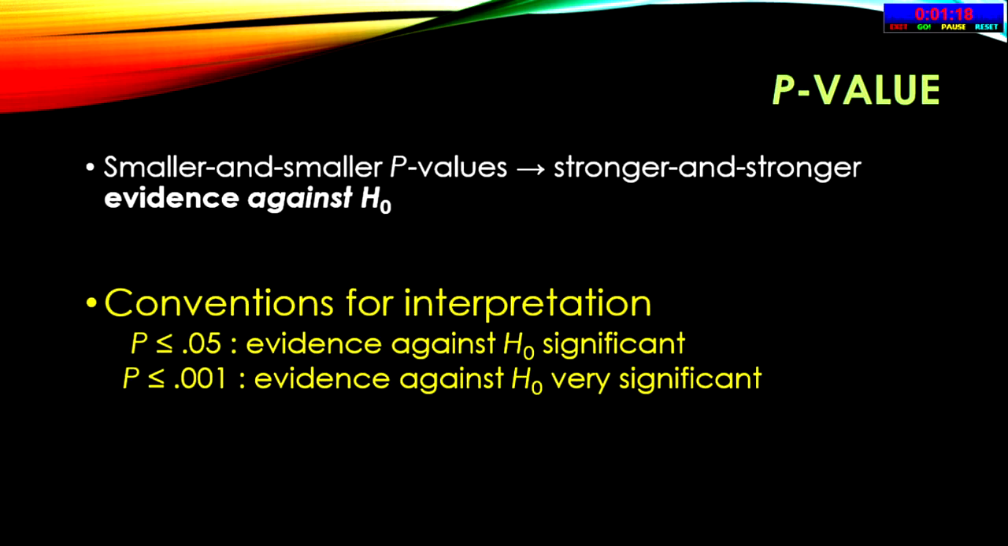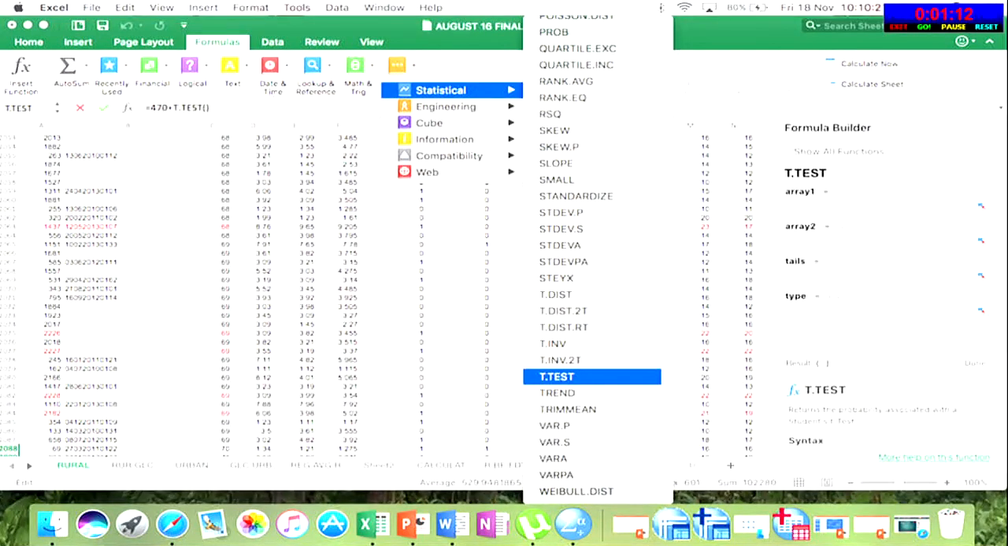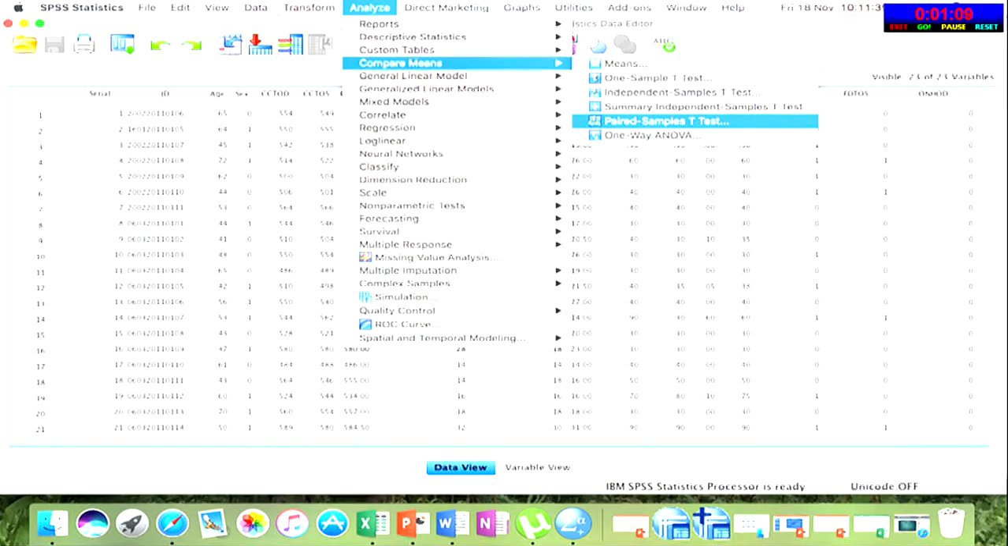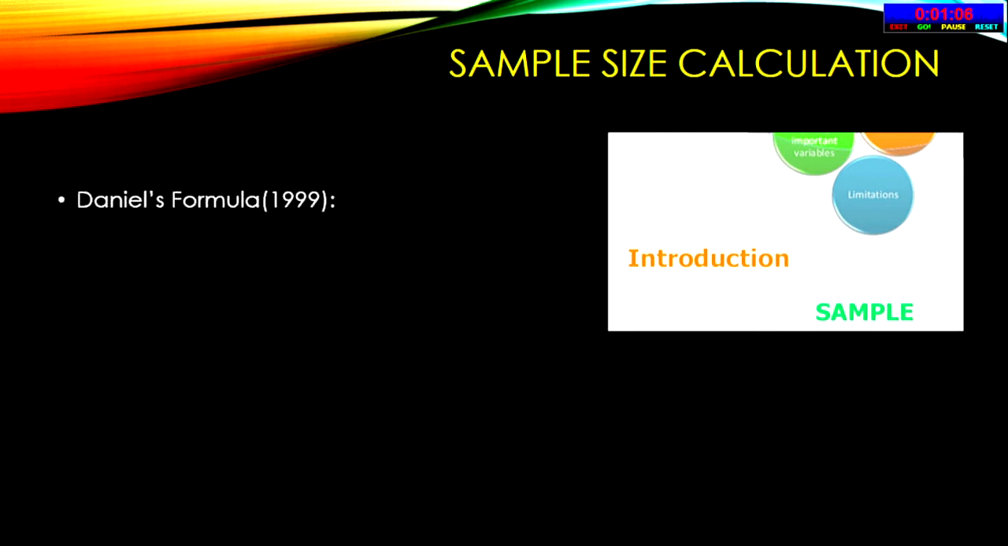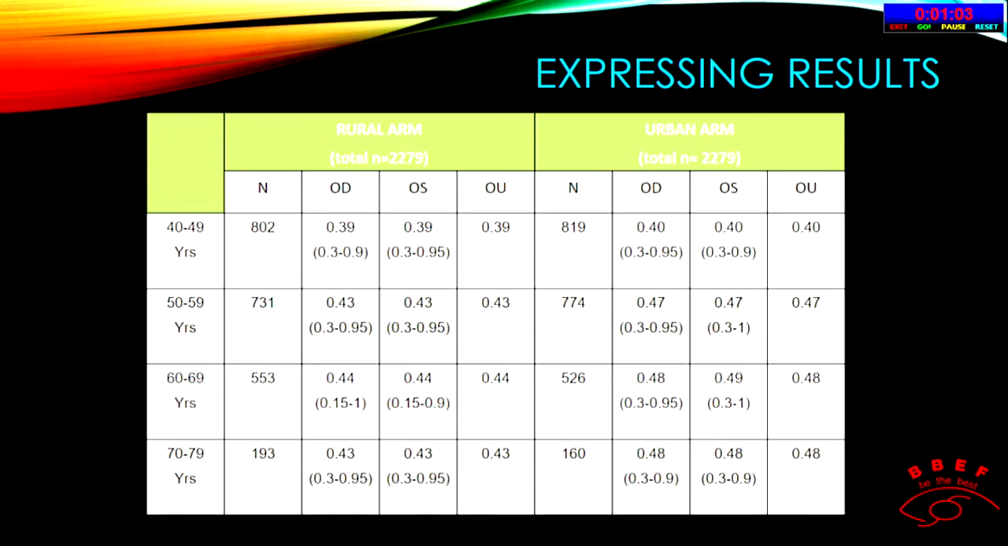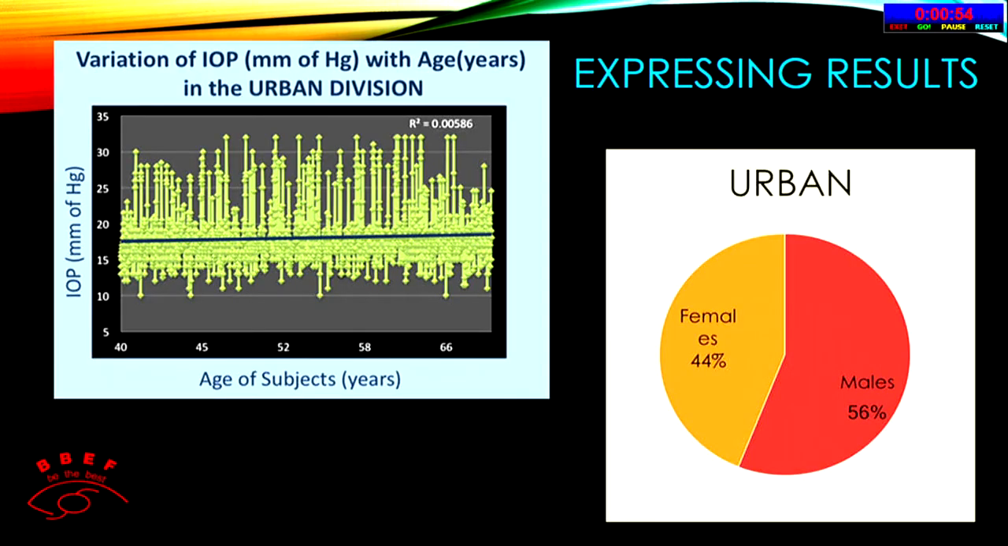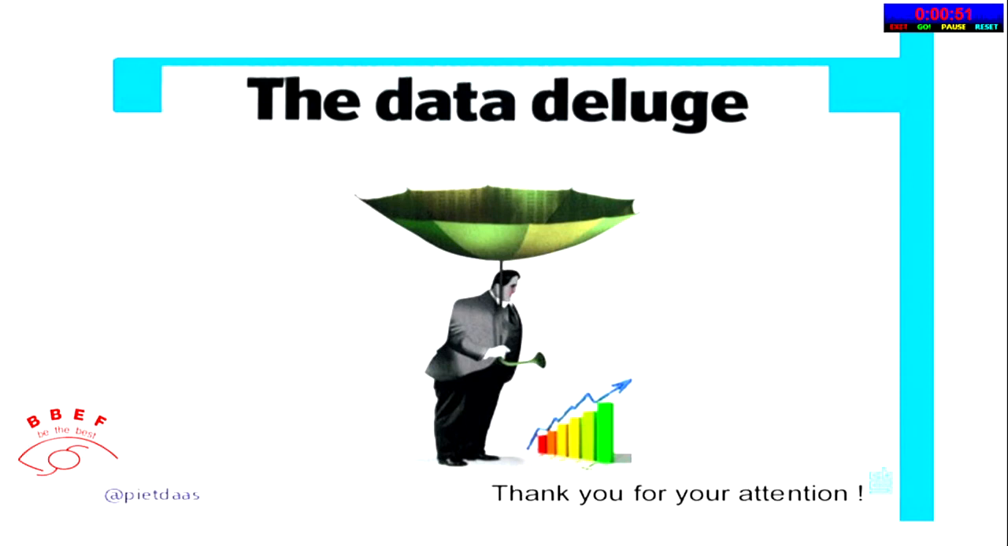P less than 0.05 is statistically significant. If we have to say it's highly significant, it has to be less than 0.01. So we can do that easily through Excel as well as SPSS. Sample size calculation will be dealt with later. Now, expressing the results: make it very simple and very appealing. You can use bar diagrams, scatter plots, or pie charts. To combat the data deluge, we have to plan early, organize our data, and then interpret the data at every result so that the final interpretation makes sense and is exactly what we want.